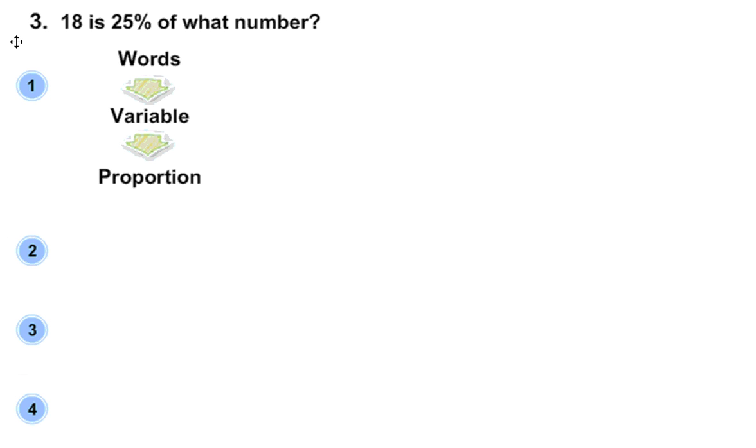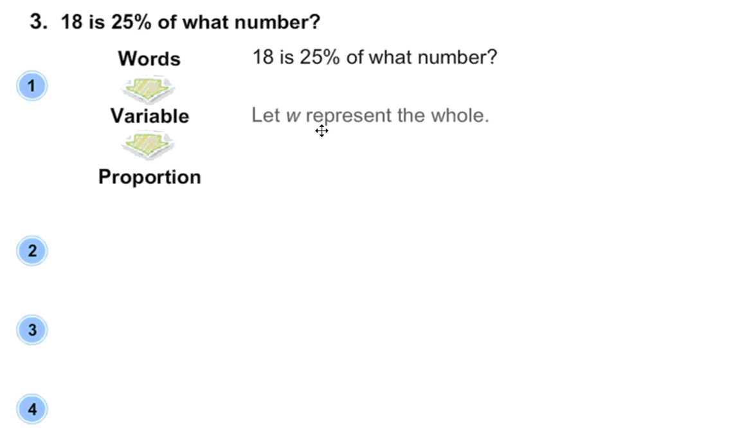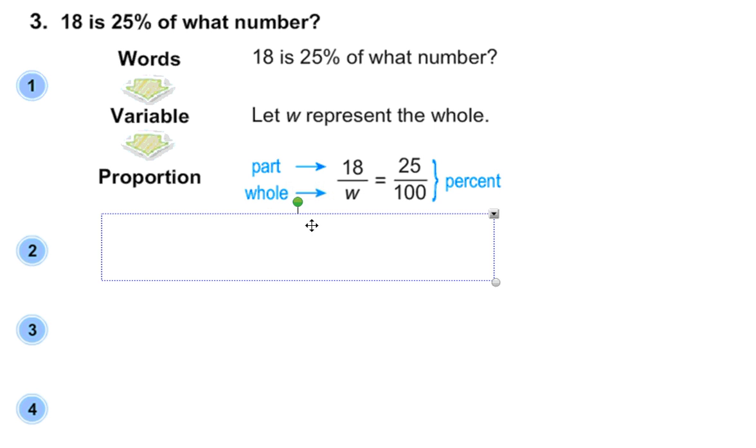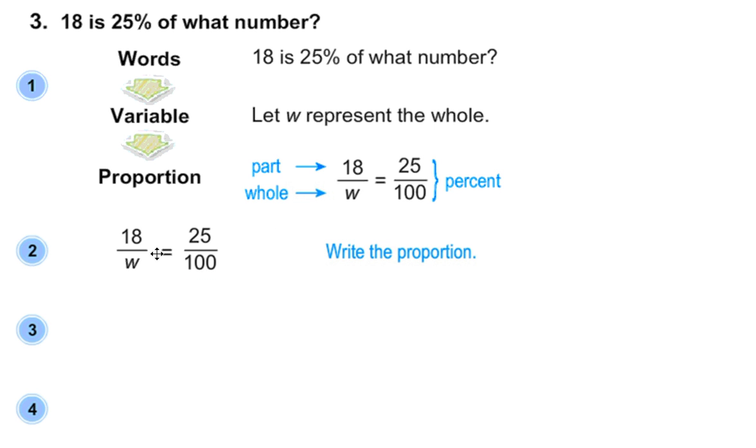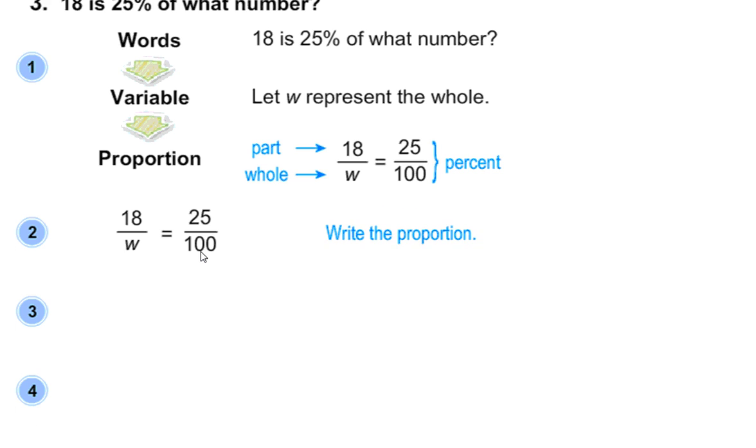Example number 3: 18 is 25% of what number? So in words, we have this here. And the question is, what are we missing? We are missing our whole number, again by the word of. So let's substitute what we know. We know that 18 is our part because it's by the word is. We're missing our whole number, so we put a W. Our percent is 25, so that's going to go on top of the 100. So now we have our proportion, 18 over W equals 25 over 100.